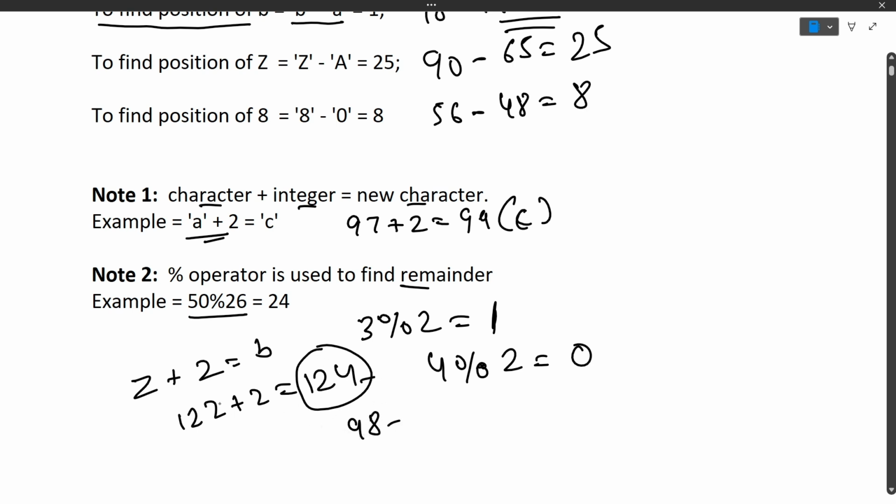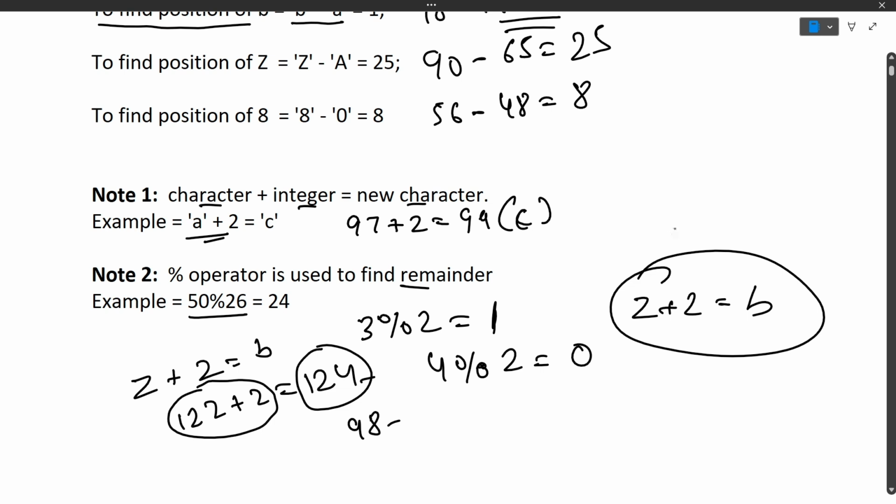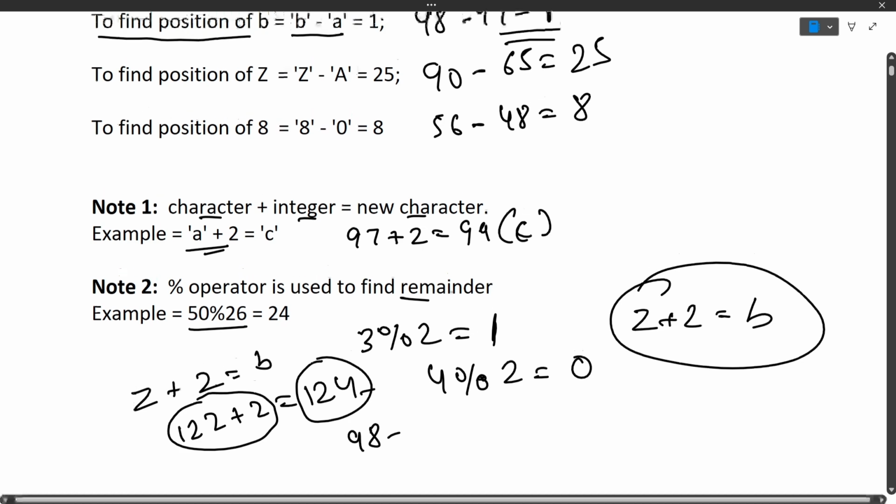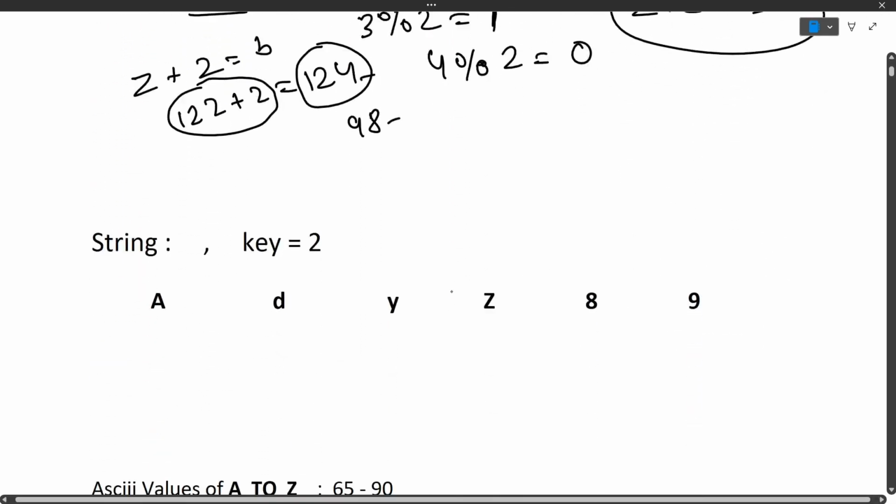So what we'll do now, once we have got this ASCII value, is use the mod operator. How we will use it, we will look at. But the mod operator in this particular question is used to resolve circular issues, that is, z plus 2 should give us b, not some other character. To resolve this circular thing, we are using the mod operator. So I hope now all these three things are clear to you. Now let's see with the help of an example.